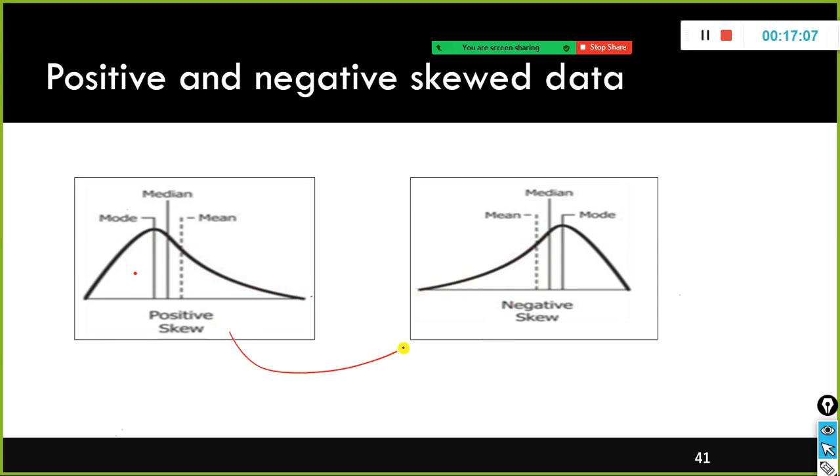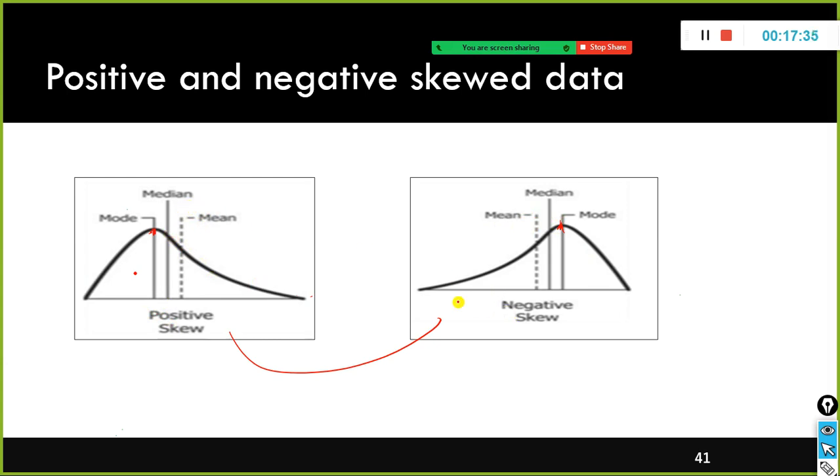In both cases, if you notice one thing, the tallest one is the peak, and that is your mode. Here also the peak is the mode, and the mean gets dragged outward. Here also the mean got dragged outward, but since it's negative skew, the mean got dragged towards the left side, whereas here it is the right side. Very simple, right? Remember this.